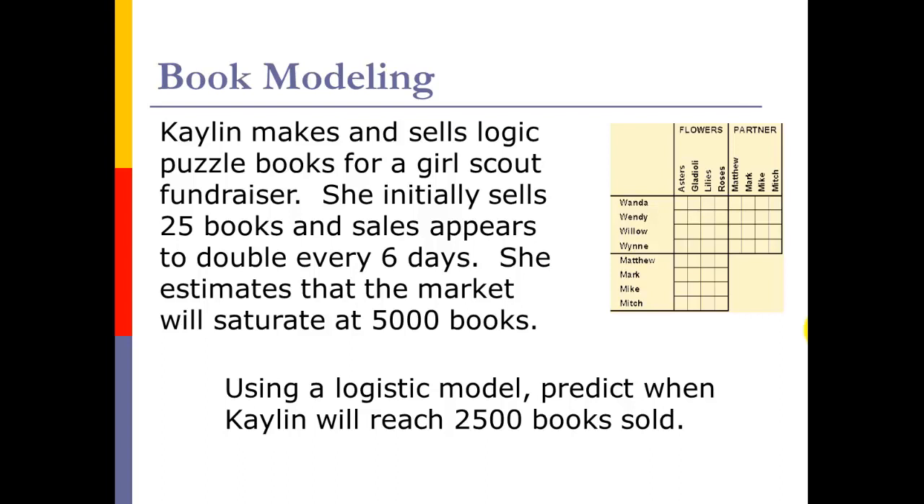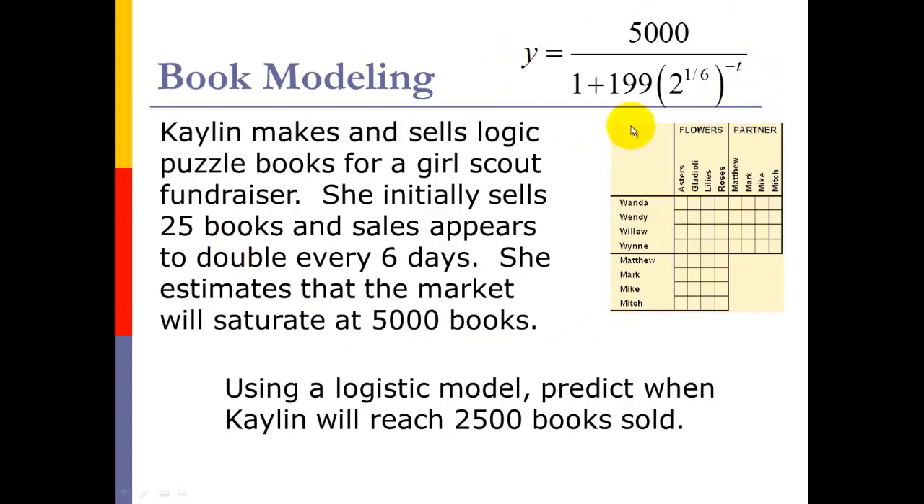So we have a logistic situation because we have a doubling idea, which is normally exponential. But because we have a cap here, we've got indications that we'll have a ceiling of 5,000 books. We're looking at a logistic model. It's kind of cool that a logistic model is just a variation of exponential with a ceiling. Okay, so that's what we're playing with. And the model that I created out of this information is right up here in the top right hand corner.